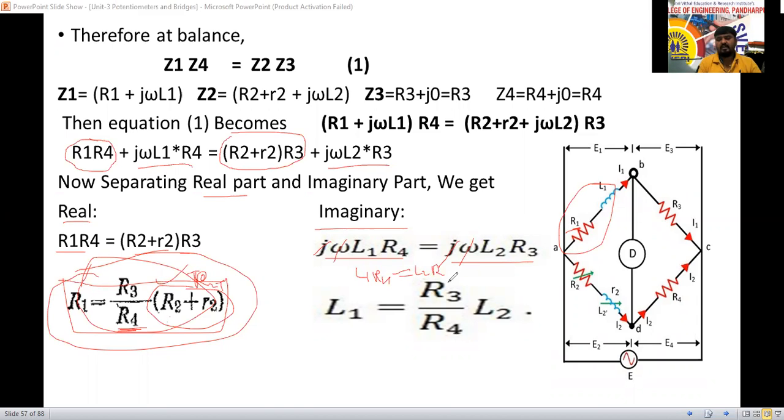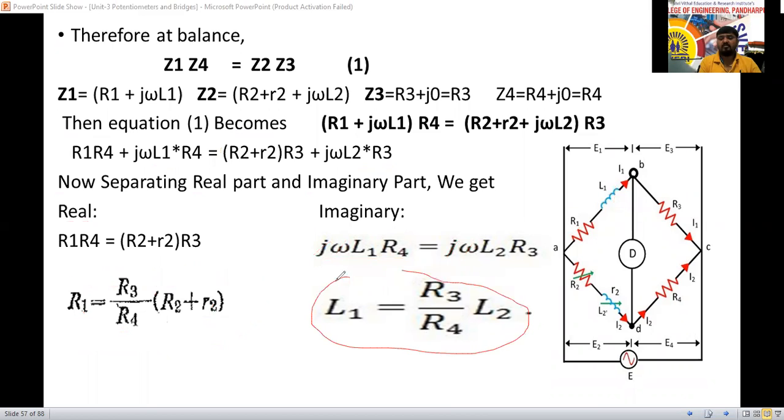Which is the unknown inductance here? Two inductances are L1 and L2. In this one, which one is the unknown? L1 is the unknown inductance here now. So L1 equals what you have to do? L2 R3 we keep as it is. You send this one to the RHS side. It will become L1 equals R3 R2 L2 divided by R4. This is the final self-inductance formula.